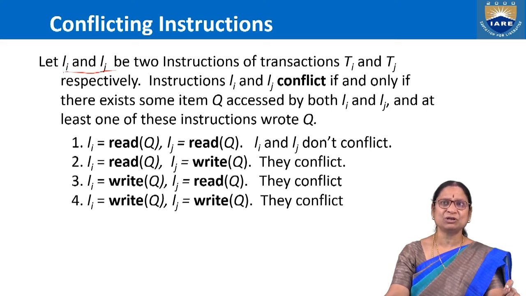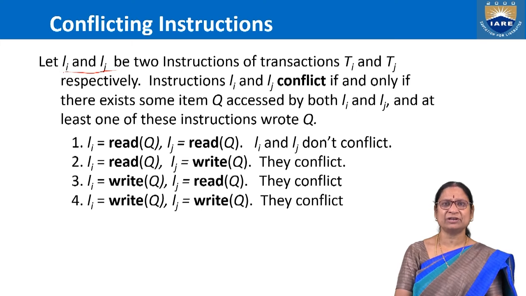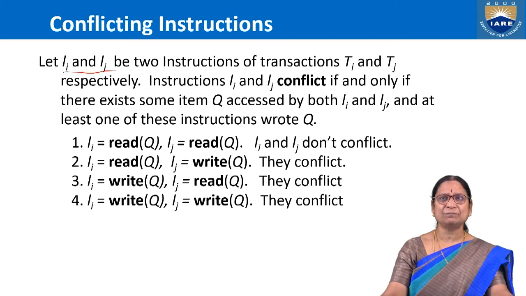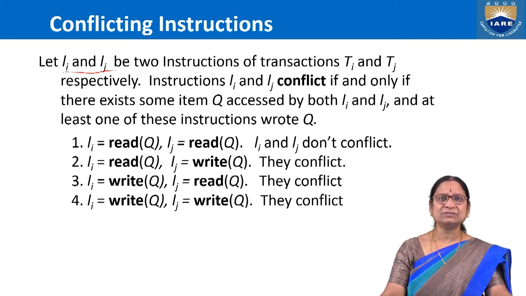These two instructions are said to be in conflict if and only if they are performing some operation on the same data item. If they are different, there is no need to check for conflict at all. If the instructions are on different data items, automatically those instructions are non-conflicting instructions. But if the same data item is accessed by both instructions and at least one of them is a write instruction, then we will say Li and Lj are conflict instructions.